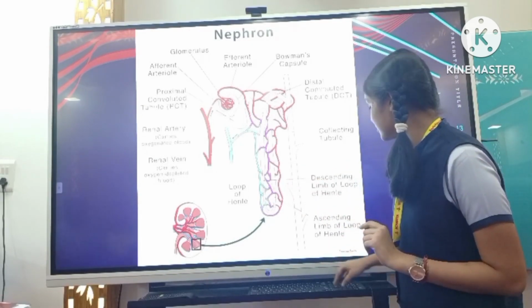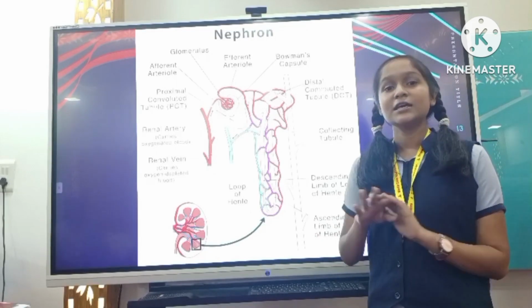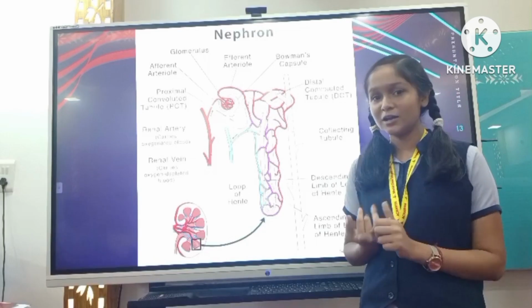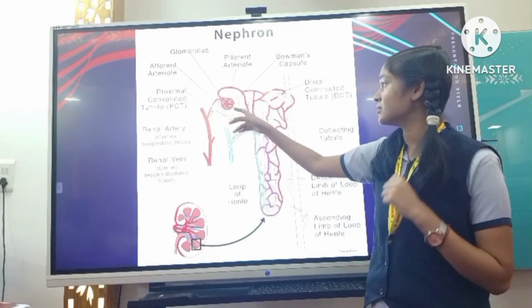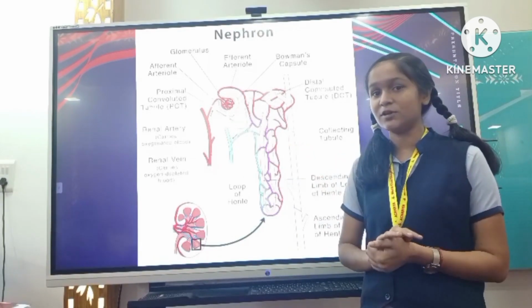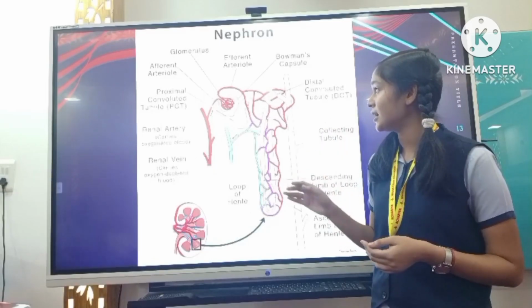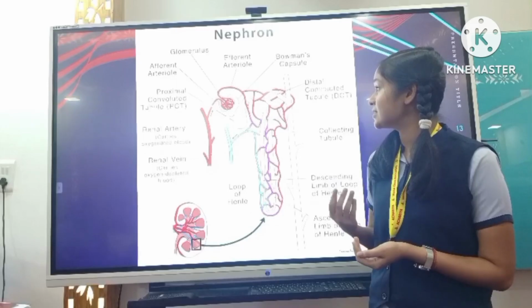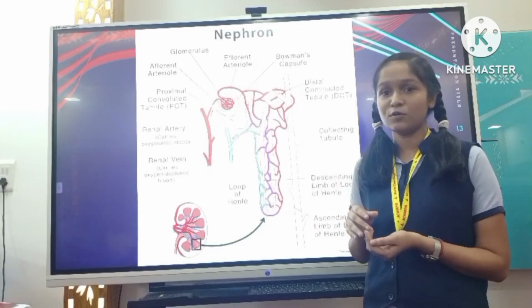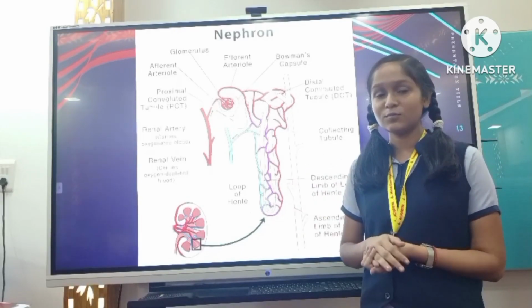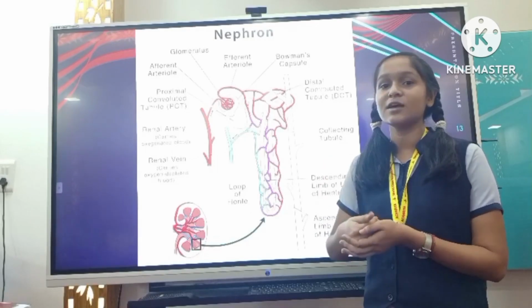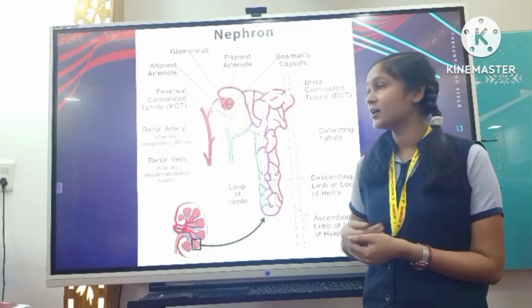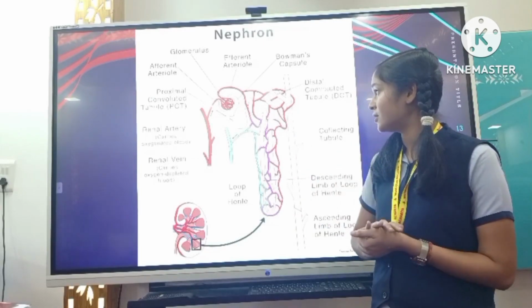So now let's discuss the function of the nephron. The nephron mainly has three functions. The first is ultrafiltration, which takes place in the glomerulus and the Bowman's capsule. The afferent arteriole has blood at very high pressure, whereas the efferent arteriole has blood at very low pressure. To maintain this pressure, some substances come out of the bunch of capillaries and are collected as the filtrate. This process is called ultrafiltration.